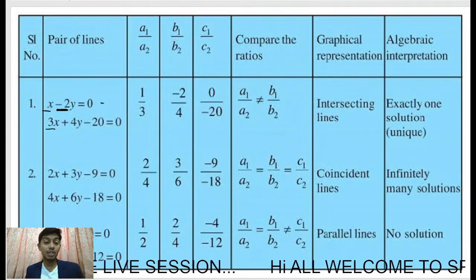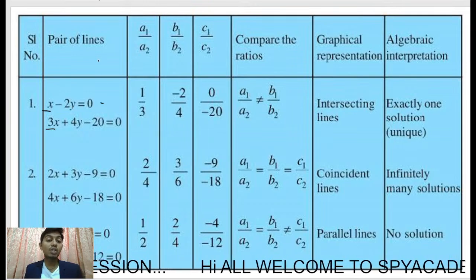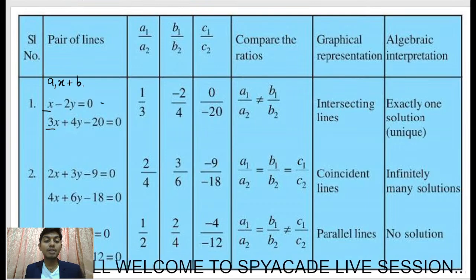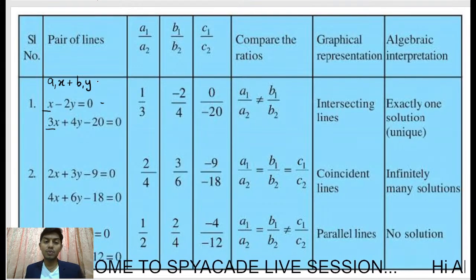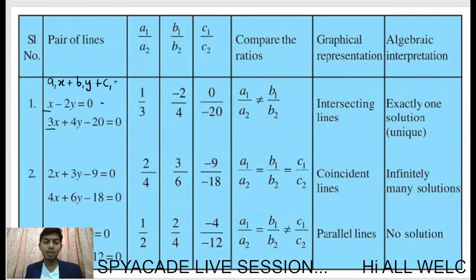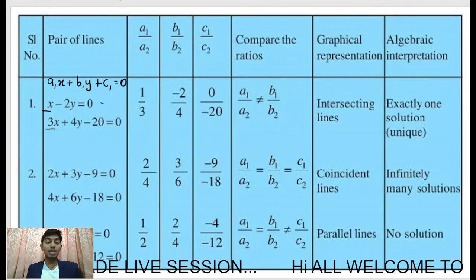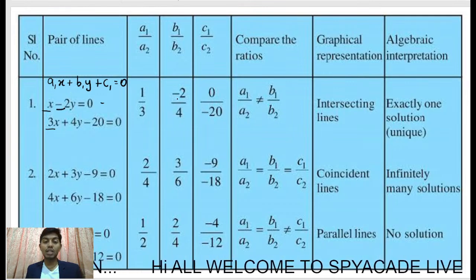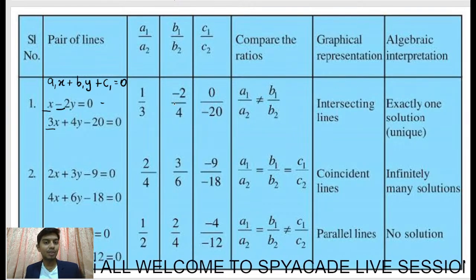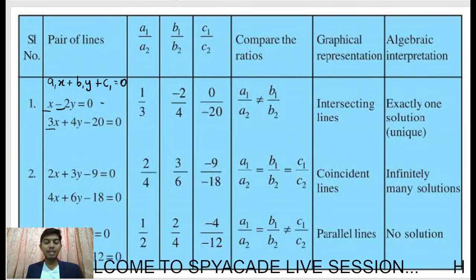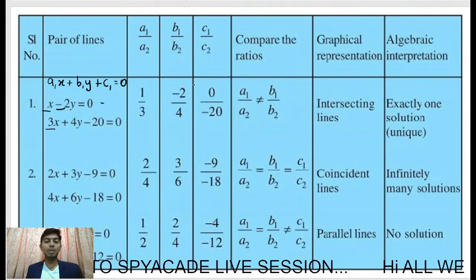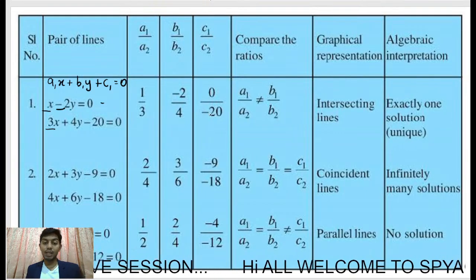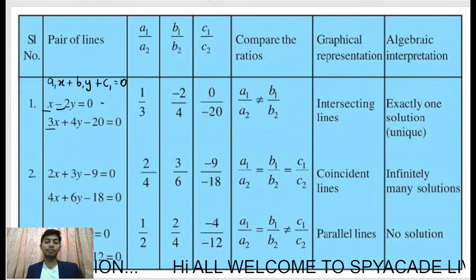You have to be very cautious, because in the general form I told it is going to be a1x plus b1y is equal to 0. I said, if you have a constant, you can put plus c1 is equal to 0. So this is the general form. So here if you have minus 2, then you have to include minus 2. So we can write it as minus 2 by 4. This is b1 by b2, and then c1 by c2 is nothing but 0 divided by minus 20.